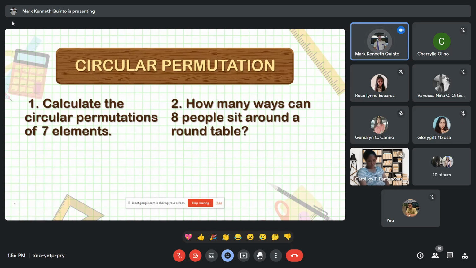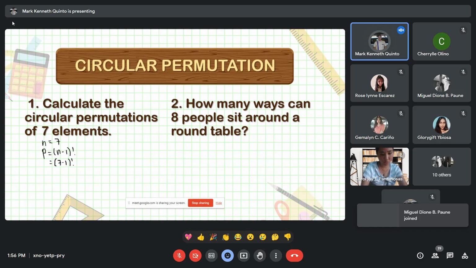So if the value of n is equal to 7, and the formula is permutation is equal to n minus 1 factorial. So therefore, 7 minus 1 factorial. So we have that.